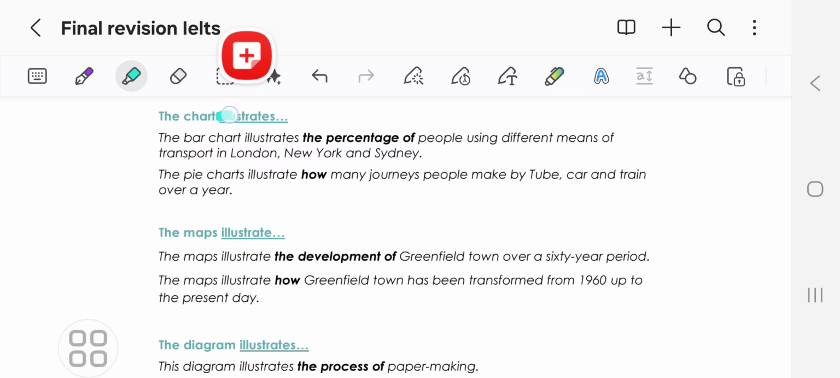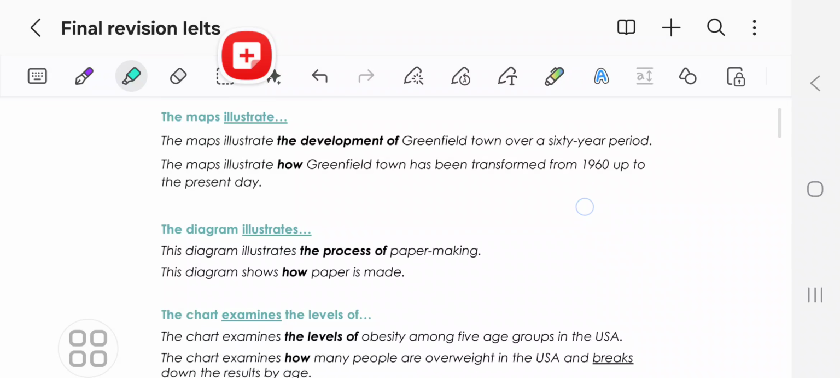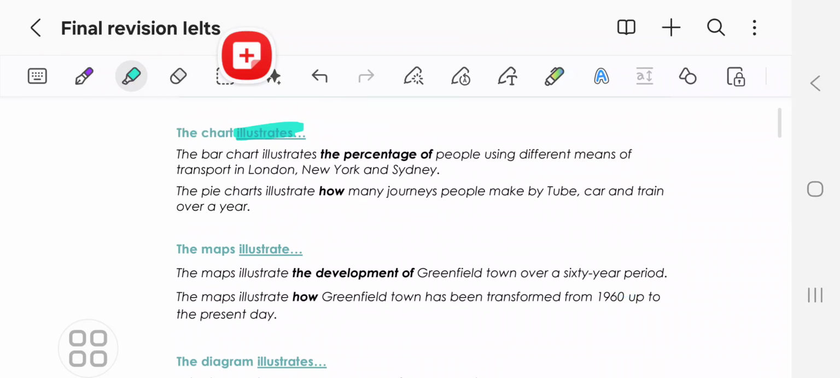So the word is illustrates. The chart illustrates, the map illustrates, the diagram illustrates. Okay, that's it. So: the bar chart illustrates the percentage of people using different means of transport in London. It could be that different bars are talking about different types of transport, what different populations are using, and also try to have a generalized word with that.